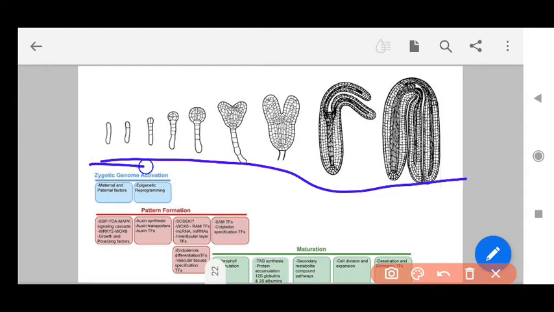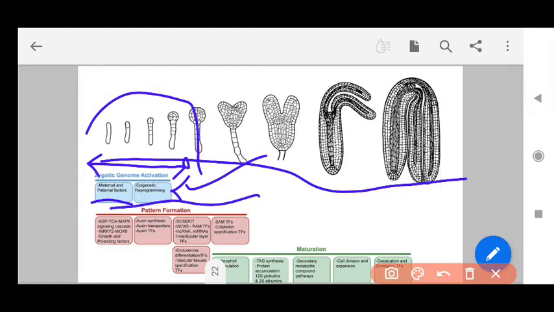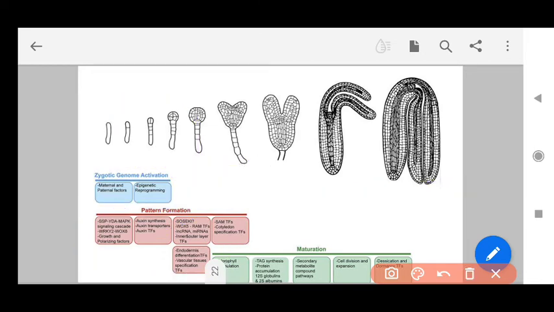Until this process, the zygotic genome activates, with maternal and parental factors emerging and epigenetic reprogramming. Epigenetic reprogramming occurs until this process, and pattern formation is followed by signaling pathways like SSP, YDA, MAP kinase signaling cascades, and auxin synthesis. These are the factors. Auxin may also help in seed germination.